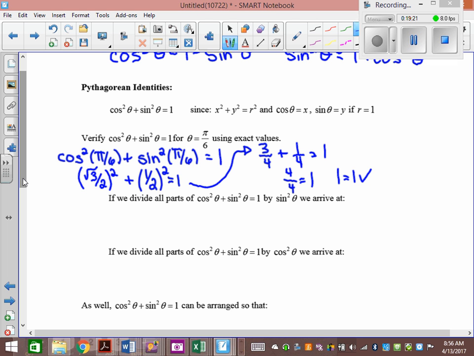Or it's this formula. When I take this and divide it by cos squared, sine squared divided by cos squared is tan squared. Cos squared divided by cos squared is 1. And 1 divided by cos squared is secant squared. So these formulas are literally just this formula divided by sine squared or cos squared.